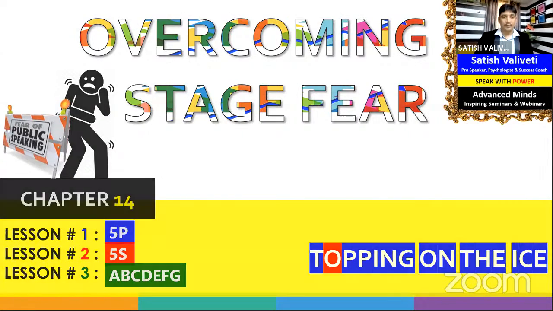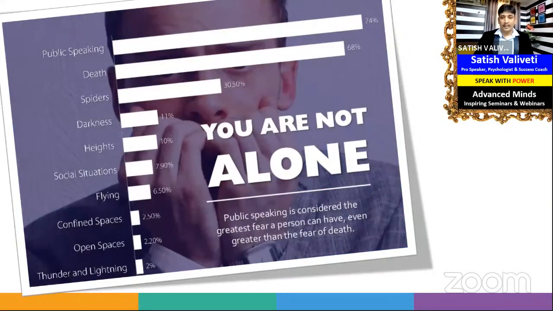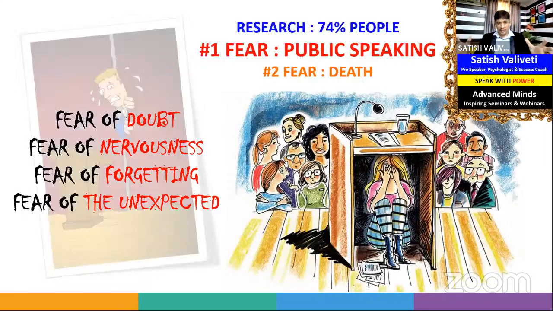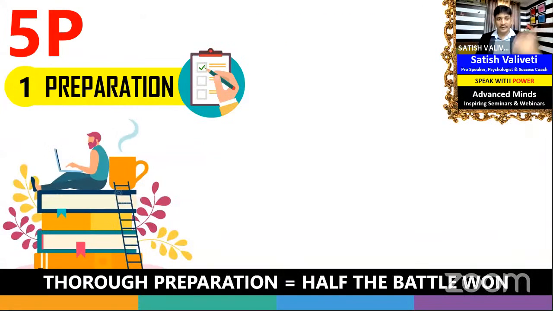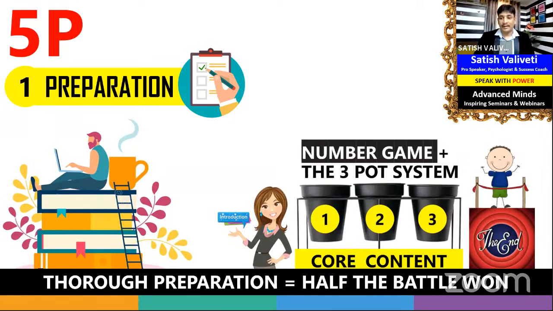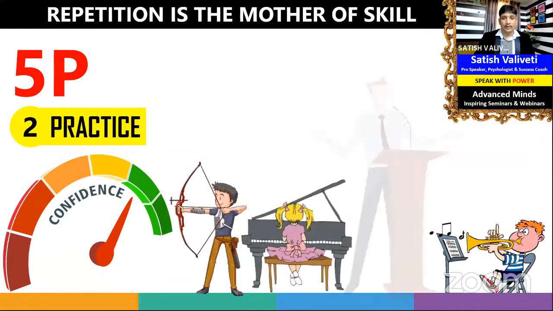Okay, so we talked about glossophobia and preparation. So I mentioned that preparation is the first point. I said the 5P formula. I said preparation is the first point. I used thorough preparation of the battle, and I used the 5 cluster method, which you already know. Look at it, friends.